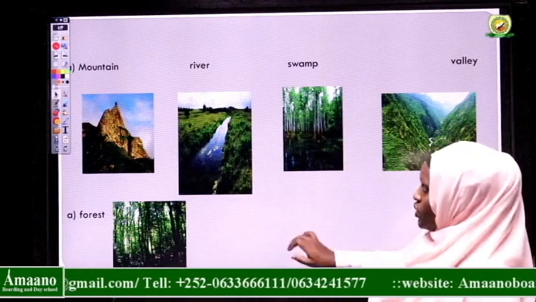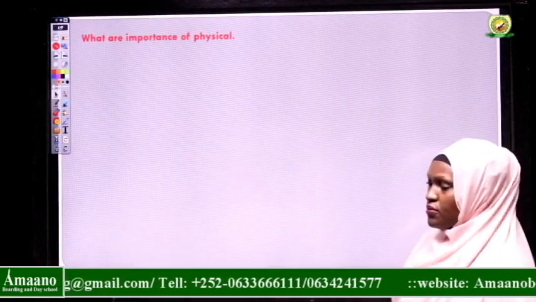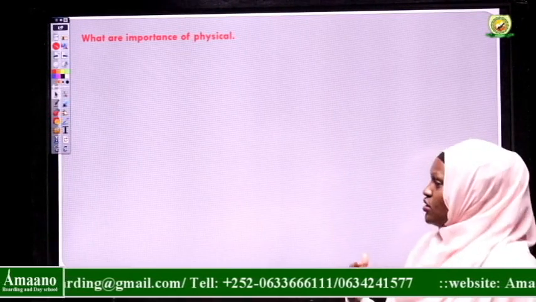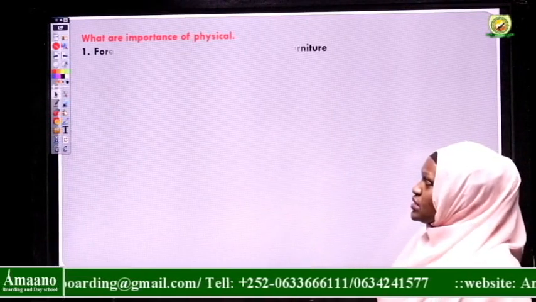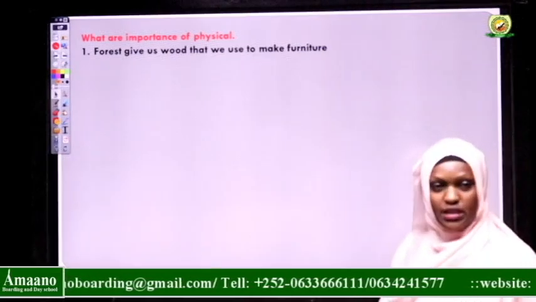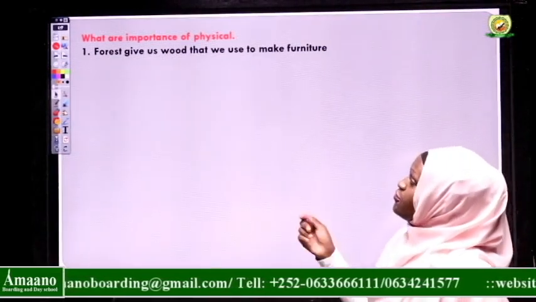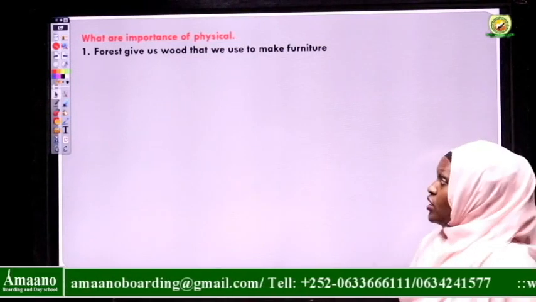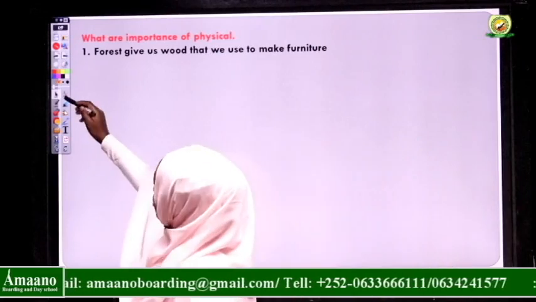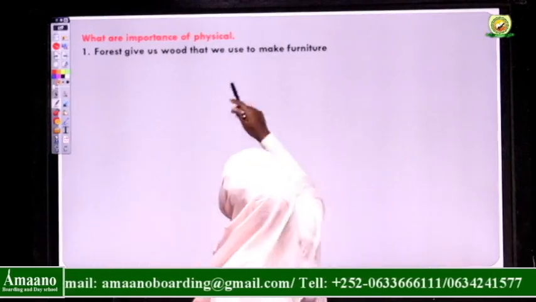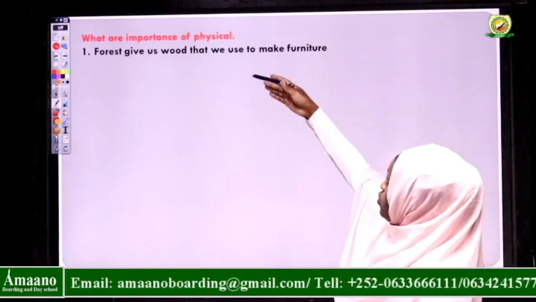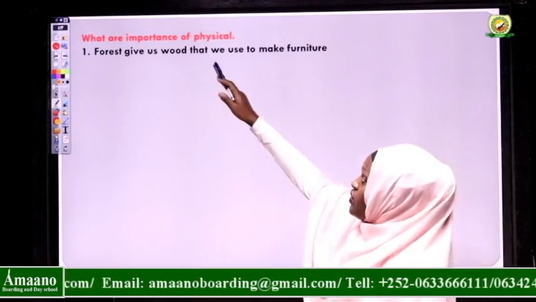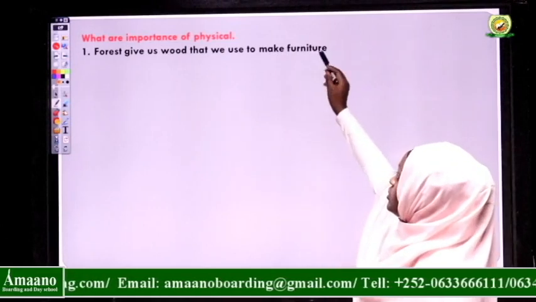Now, what is the importance of these physical features? What is the importance of the mountain, the rivers, the ocean, the swamp, the valleys? We say number one, start with the forest. What is the importance of the forest? Forest gives us wood that we use to make furniture. From the forest, we get the wood. You cut the tree, and then you get the wood. Then the wood you get, you're going to make the furniture.